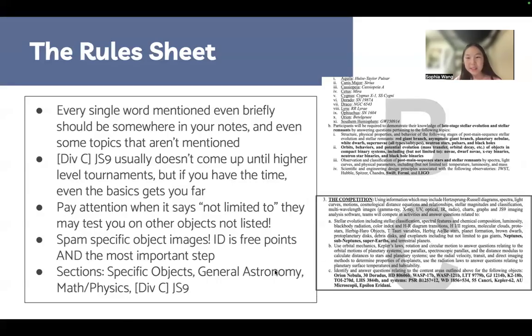So, in general, tests will be broken up into these sections. Specific objects first, and then general astronomy, and then math and physics. And then sometimes JS9, but like I said, it doesn't really show up. I wouldn't worry about it until much later. And that's only for Division C. So if you're in Division B, don't worry about that at all.